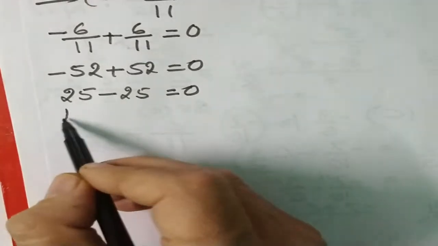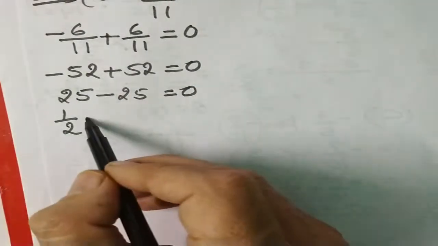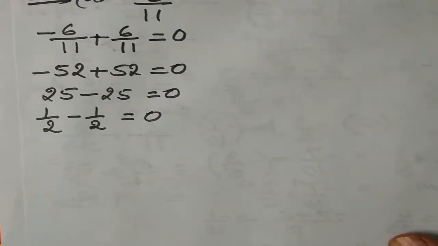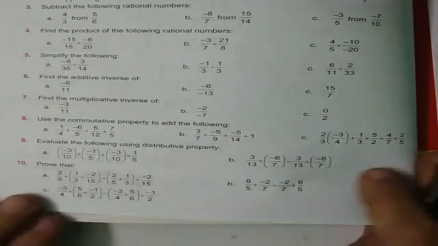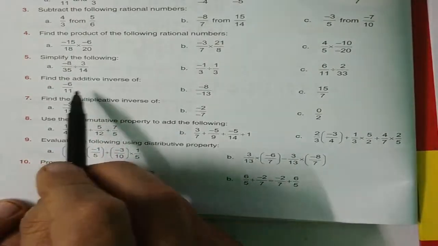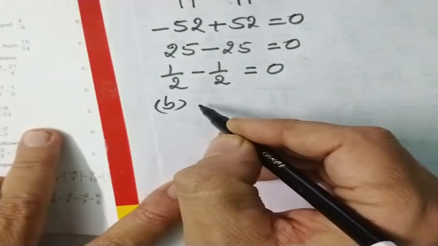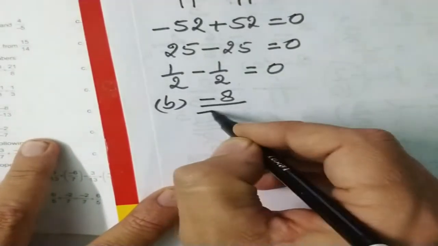Similarly, what is the additive inverse of 1 upon 2? Minus 1 upon 2. Because we want the answer 0, plus and minus will become 0. So the additive inverse is this, and this is the meaning of additive inverse. So what is the answer of the first part? What is the additive inverse of 4 upon any number? So additive inverse of next number is written minus 8 upon B part. It is written minus 8 upon minus 13.